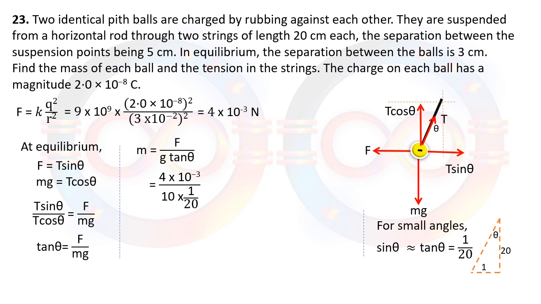So 1 by 20 into 10, 1 by 2, into 4 it is going to get multiplied, so it will be 8 into 10 raised to minus 3 kg, or 8 gram will be the mass of the object.